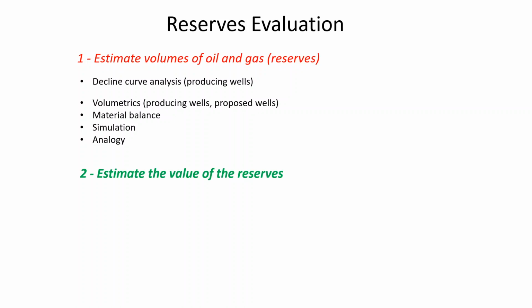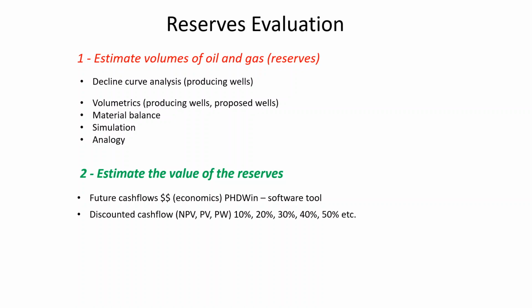All right, the second part is we want to evaluate the value of the reserves. It's more than just counting barrels. And the way we evaluate values is we use the future cash flow method. And that's called economics. And PHDWin is the software tool that helps us do this. And in particular, we use a discounted cash flow method. And we call that net present value or present worth. PW, that's the terminology PHDWin uses.